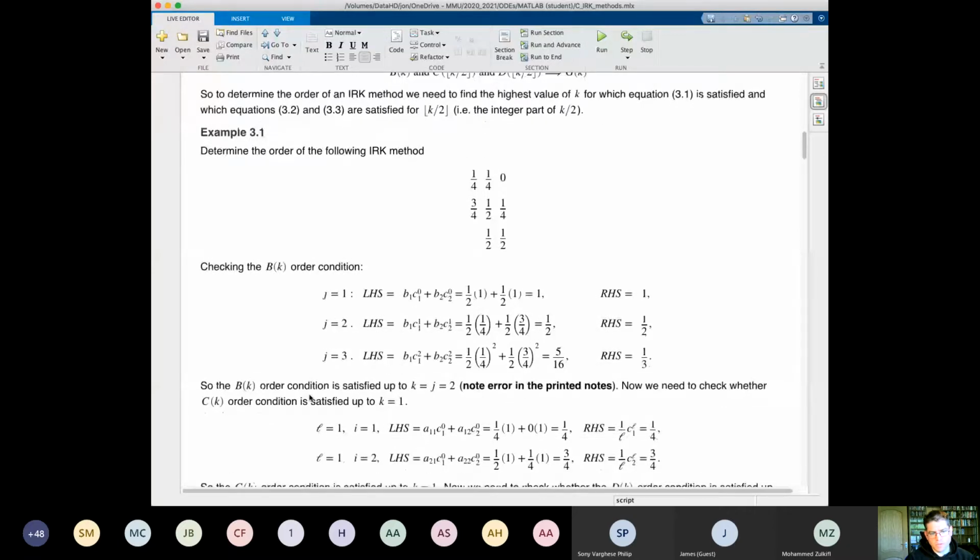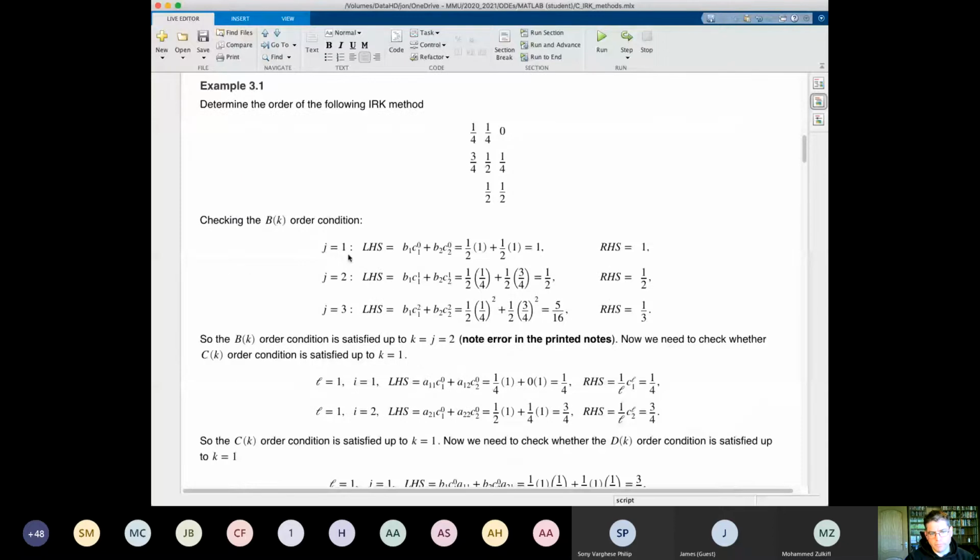So when j is equal to 1, we have b1 times c1 to the power of j minus 1. Obviously when j is equal to 1, we've got c1 to the power 0. Then we add to that b2 times c2 to the power 0. So b1 is a half, b2 is a half, and obviously anything to the power 0 is 1. So half plus half is 1, and the right-hand side is 1 over 1, which is 1. So that's satisfied. Left-hand side equals right-hand side.